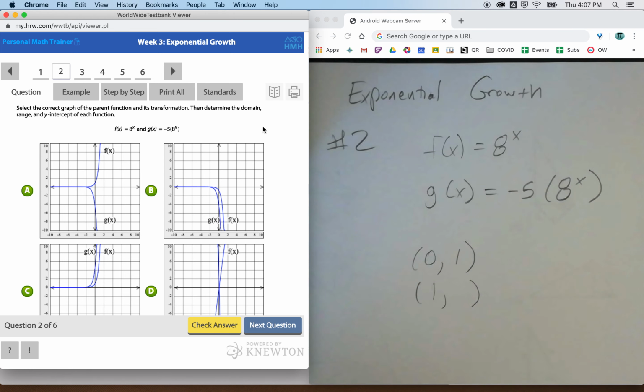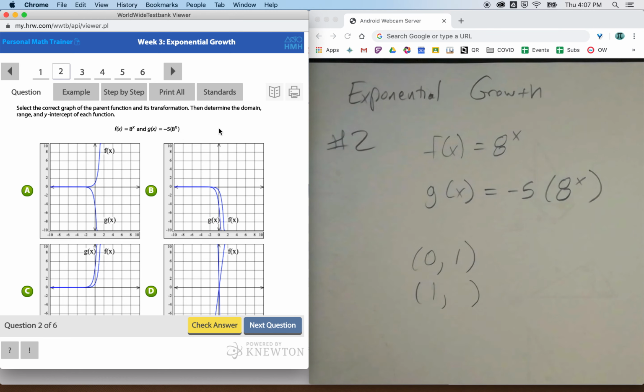All right, we'll add one question this week about the second problem on the exponential growth assignment, which was the first assignment of the week. So let's take a look here. I have to graph g of x equals -5 times 8 to the x, and here's the parent function, 8 to the x.